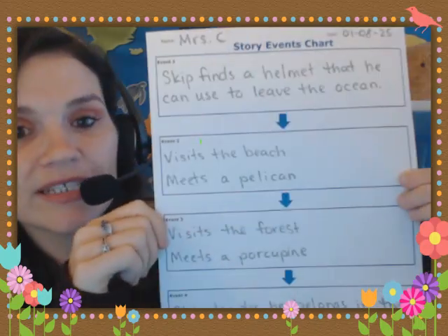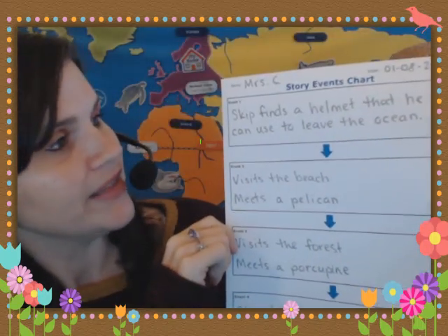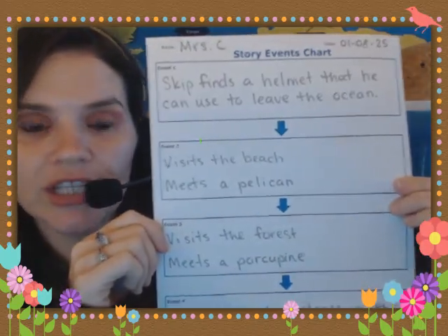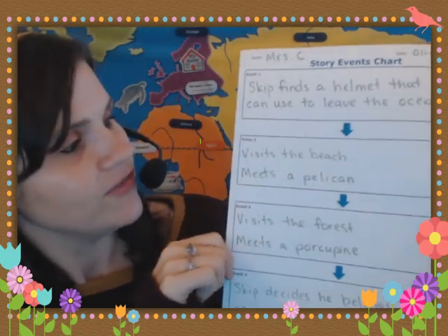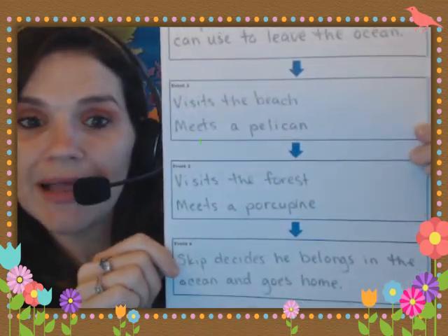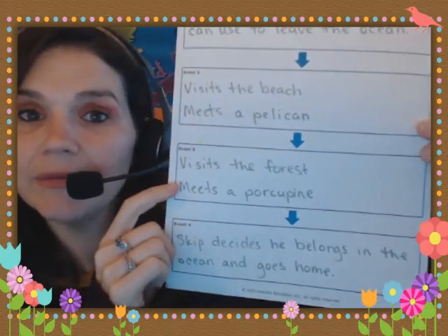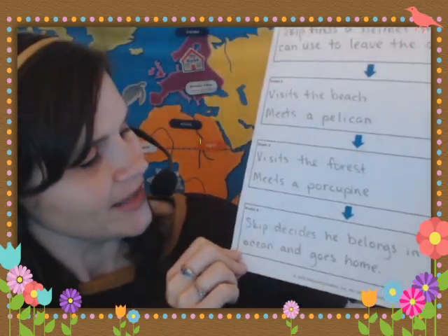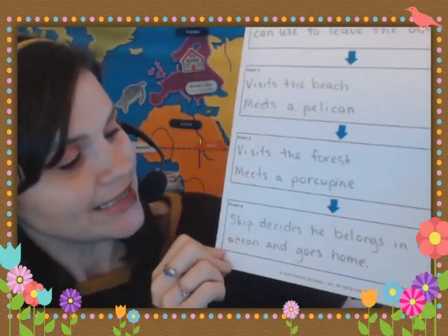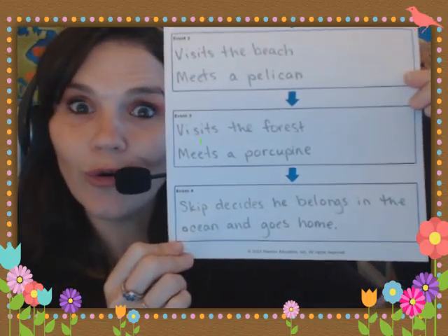Here is my first event. Skip finds a helmet that he can use to leave the ocean. Next, he visits the beach. He meets a pelican. Third event, he visits the forest. He meets a porcupine. And the last event, Skip decides he belongs in the ocean and goes home.